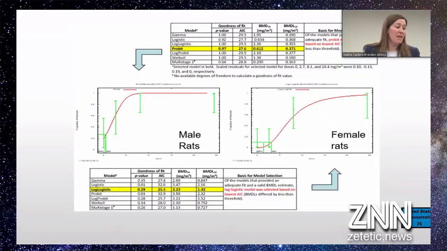Dr. Thayer, are you aware of any IRIS assessment or BMD analysis that's been done on the back of a napkin? No.